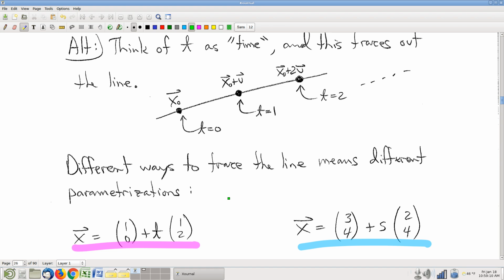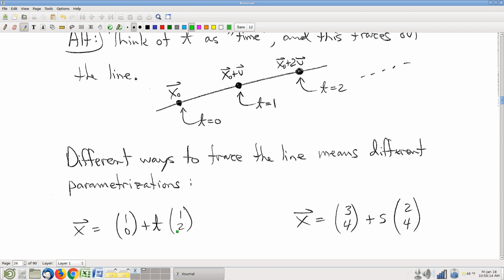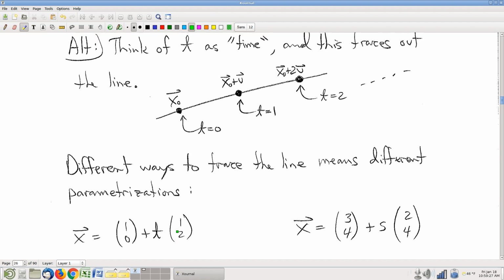So don't make the mistake of thinking that you can talk about the parameterization of a line. There are lots of different parameterizations of lines that look totally different, unrecognizably at a glance. So you can talk about a parameterization of a line in the same sense that you can talk about a tracing of the line. There is not a single way to do that. Okay.